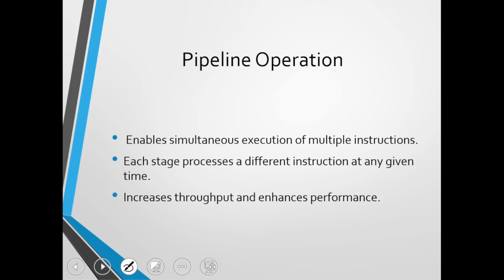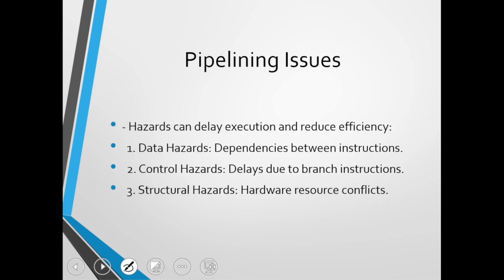Okay. Now, I already explained the pipeline operation. It enables simultaneous execution of multiple instructions in a sequential manner. The main point that we are focusing on here is the utilization of the CPU. In pipeline operation, we are mainly focused on the utilization of the CPU, which enhances the throughput and also the efficiency of the CPU. Ultimately it enhances the performance.